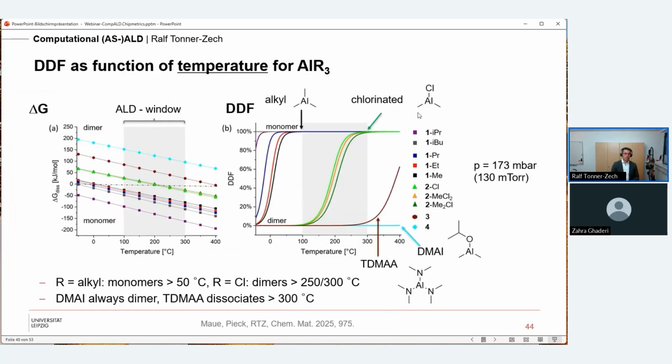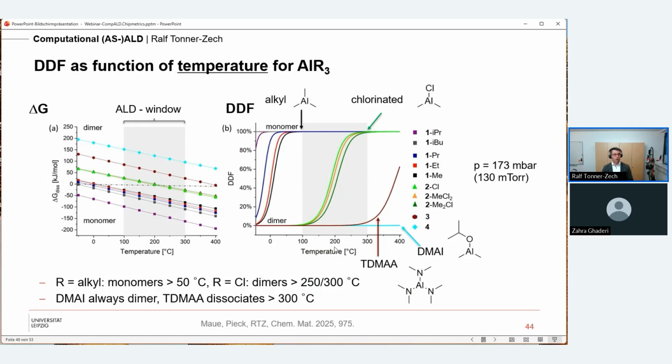And what we can end up with, and this is something that we can give back to the community, is a dissociated dimer fraction. This is a typical term that people are using to investigate, okay, is the precursor monomeric or dimeric? And we can compute this as a function of temperature using statistical thermodynamics. And thus we can see for different substitution patterns of these aluminum precursors, we get very different dimerization rates depending on the temperature. DMAI, for example, is dimeric all the time up to very high temperatures, and the alkyl precursors very quickly dissociate at very low temperatures, and the chlorinated precursors are somewhere in between. So the gray is the ALD window.